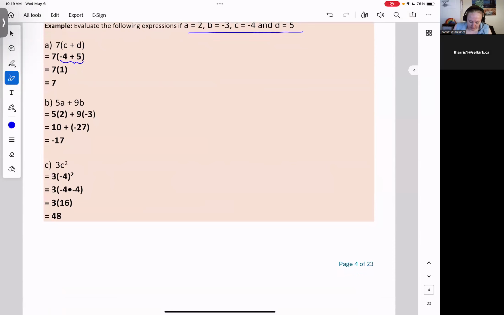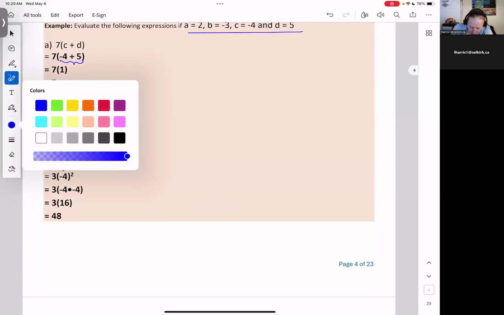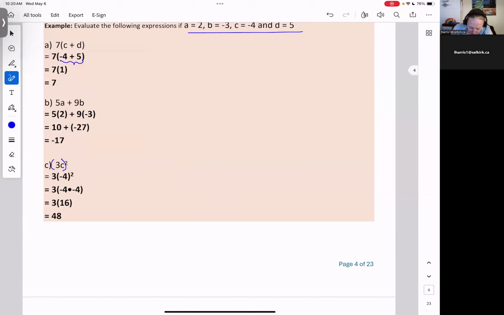And final example there, we have 3 times c squared. Because anytime you see an exponent like that, the exponent only applies to what's immediately to the left. So only the c is getting squared. If I had had brackets like this, then the 3 would also be getting squared, but I don't. So it's going to be 3 times whatever c is. Okay, so c in this case is -4.